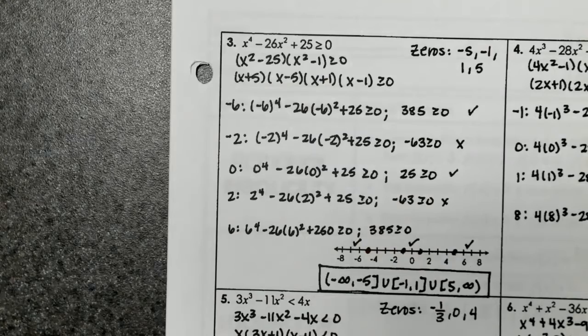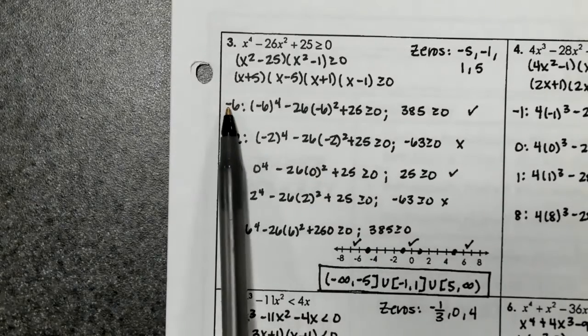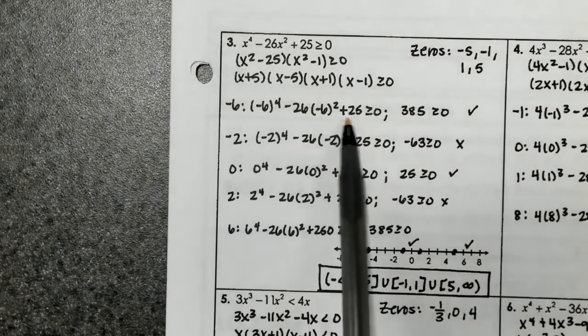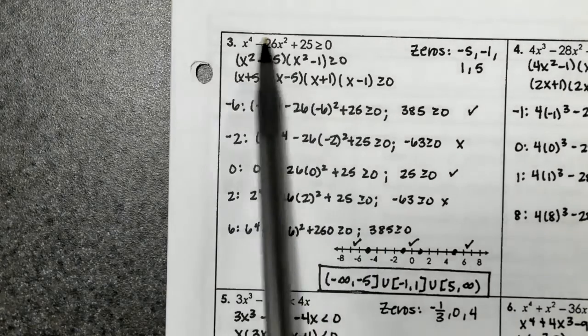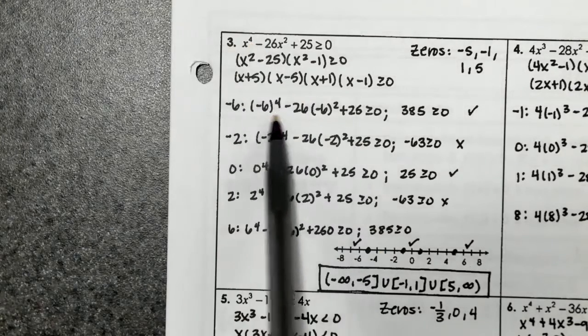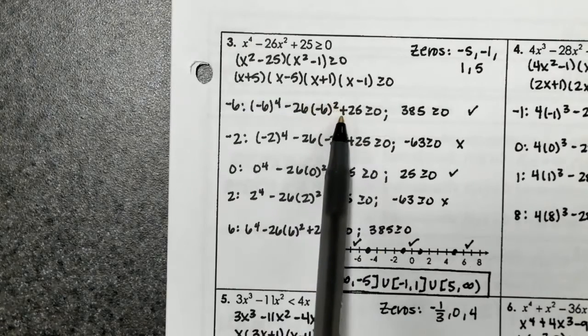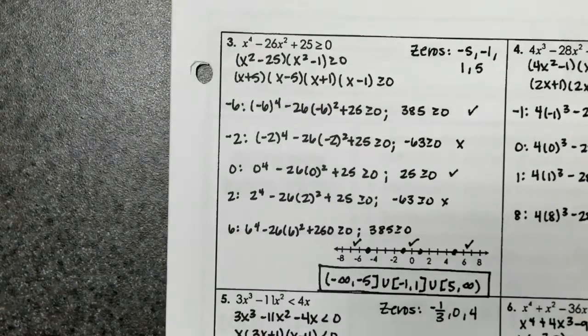Okay, step 2, that was completely factor. Step 3, plot the zeros on a number line. Step 4, choose test points. So let's start here. Choose test point -6. Plug it in. So when you plug it in, make sure you go up to the original. So you're going to have -6 to the fourth minus 26 times -6 squared plus 25. Is it greater than or equal to 0? You pointed to the top equation? Yep, to check it.